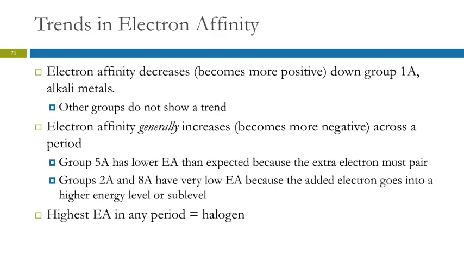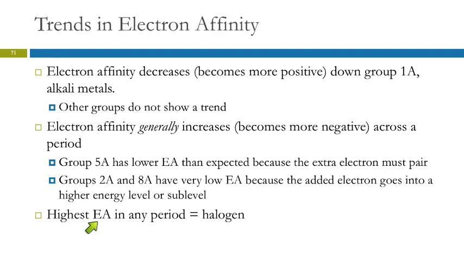About the only decent trend is in group 1A. As you go down, electron affinity decreases. It becomes less negative, more positive, because larger atom, more shielding, farther away, less attraction to the nucleus. Okay? The other groups don't really show a good trend. Very generally, electron affinity becomes more negative as you go across a period, but again, not really great.